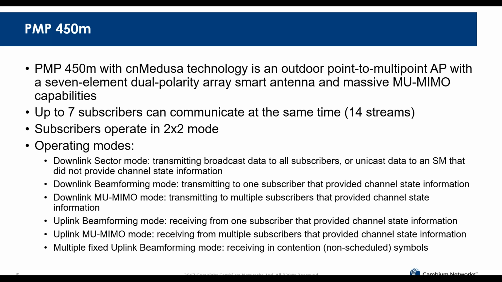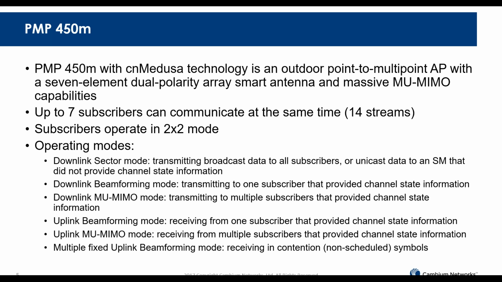In the uplink direction, the modes are similar. The first one is the uplink beamforming mode. This is used to receive data from one subscriber that provided channel state information. Again, the subscriber needs to have completed sounding for the access point to know where the subscriber is, so that it can point the received beam in the direction of that subscriber.